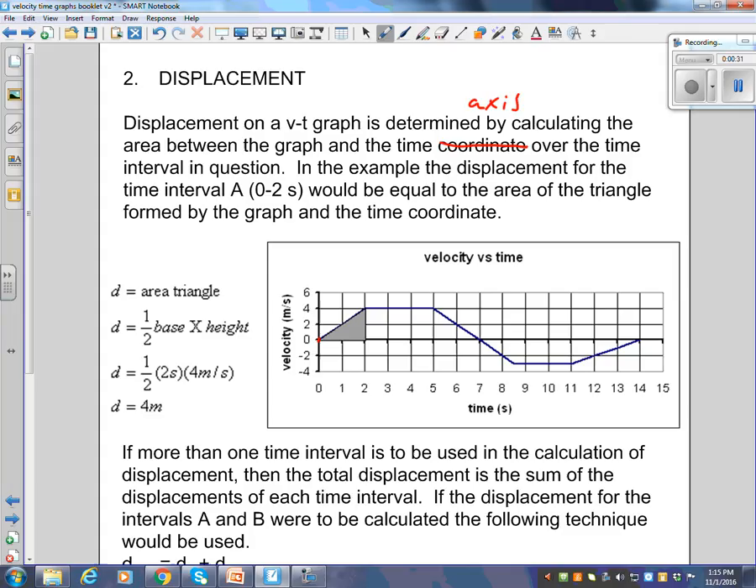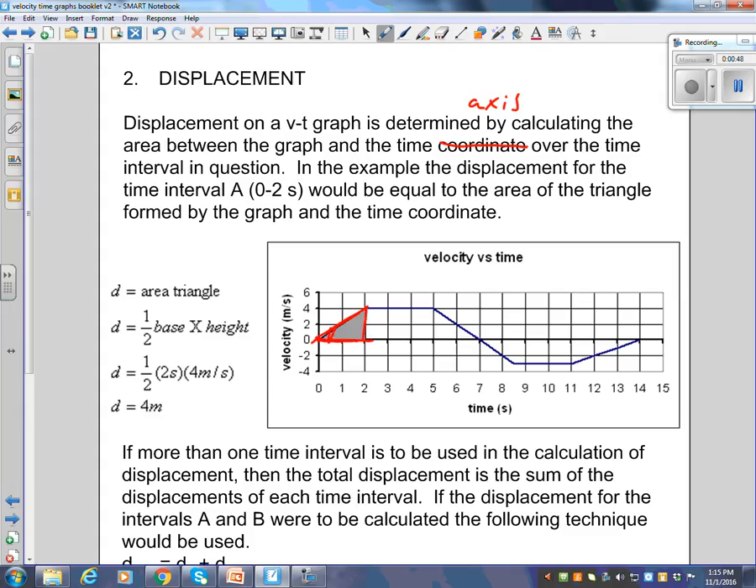The problem is that in calculus it's always above, or almost always. But in physics, because we deal with vectors, sometimes it's below. I'll deal with the below part in a bit. But technically, it's the area between the graph and the axis. So right there, there's the axis, there's the graph.